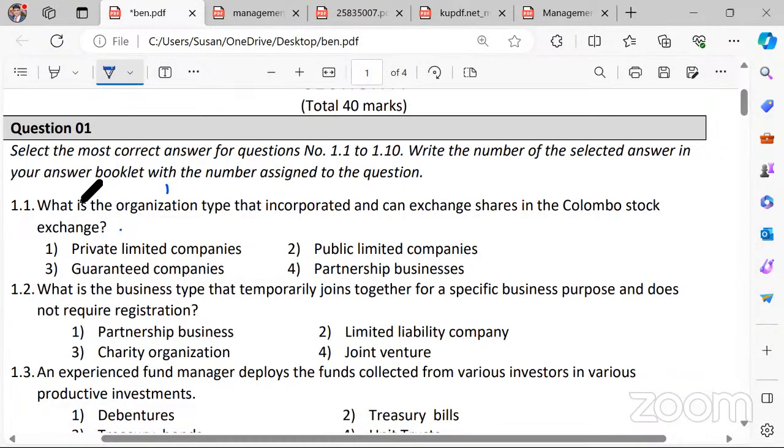And the other thing is when we were talking about the financial market, we discussed the Colombo Stock Exchange. Then I explained what types of companies can sell their shares in the stock exchange. Private limited companies, public limited companies, guaranteed companies, partnership companies. Now you have to mark your answer in your book. Later, at the end of part 1, you can share your marks with me.